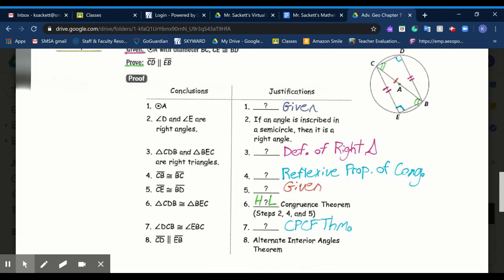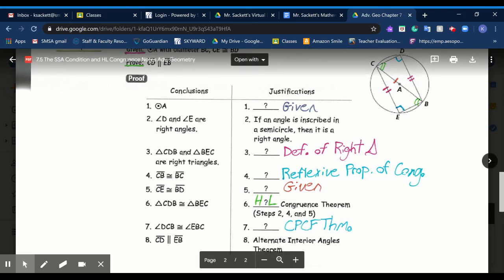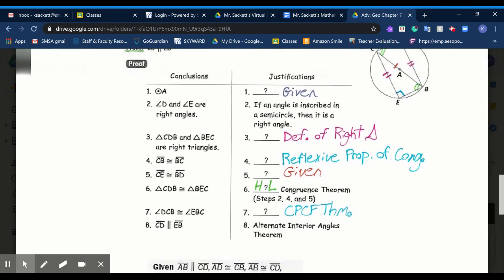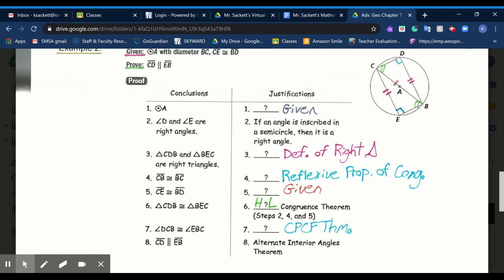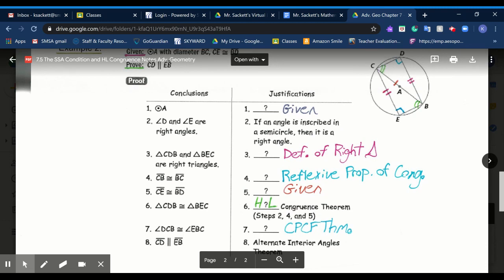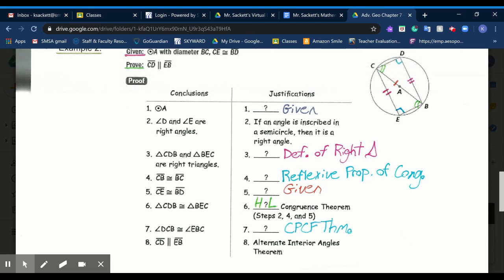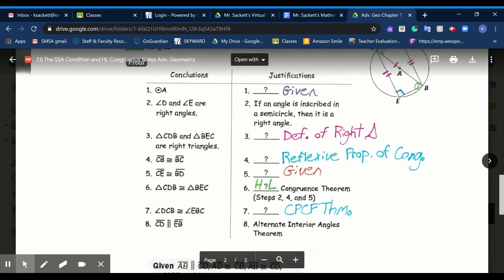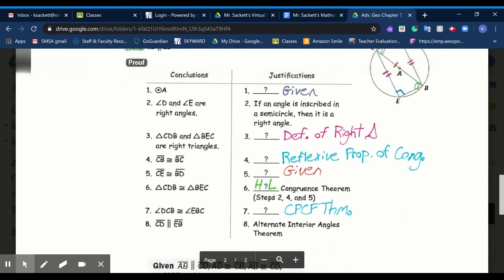Now, based on steps 2, 4, and 5 in this proof, I can say triangle CDB is congruent to BEC by the hypotenuse leg congruence theorem. Then, because we have congruent triangles, we know angle DCB is congruent to angle EBC by the CPCTC theorem. And then angles B and C are alternate interior angles to CD and EB. So if alternate interior angles are congruent, then CD is parallel to EB by the alternate interior angle theorem.